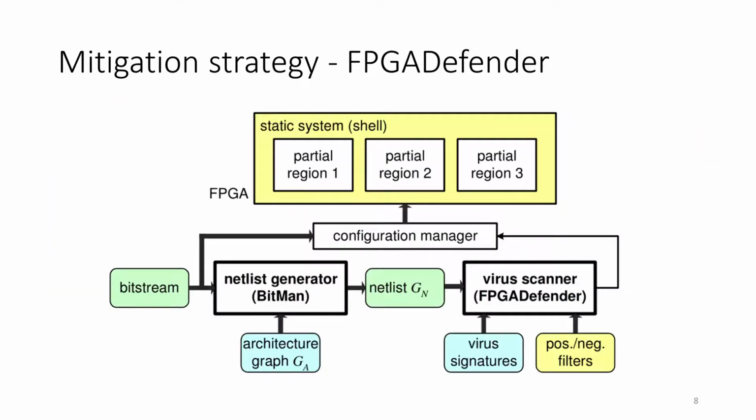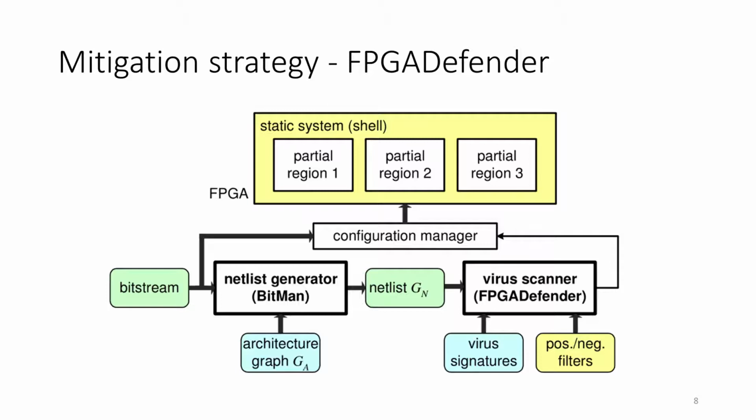In order to deal with this serious security issue, we decided to improve FPGADefender, which is an open source tool developed by us to scan bitstreams. The brief overview of the tool can be seen on the slide, where the netlist is generated using another open source tool called Bitman. That netlist is scanned against different virus signatures with different configurations for different ports and setups. The scan results can then help decide if the bitstream is safe to load into the FPGA.